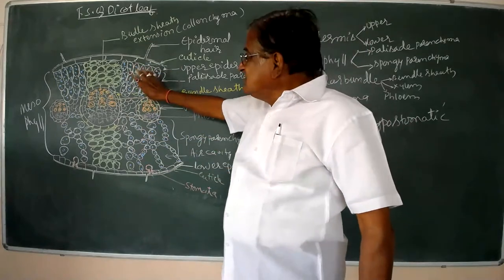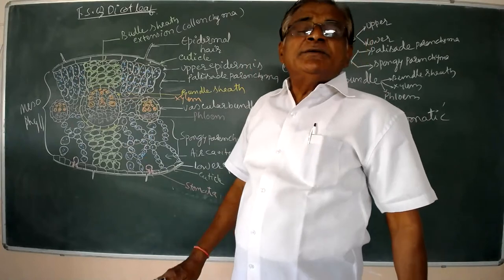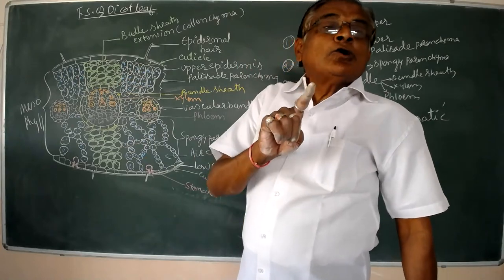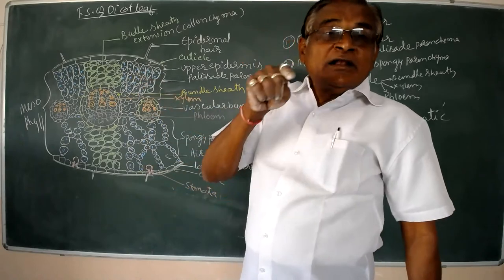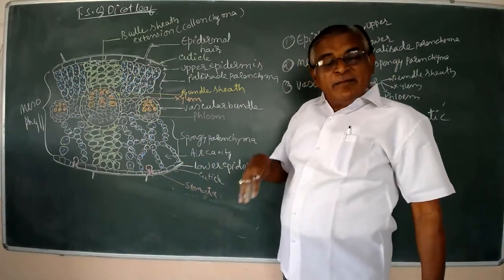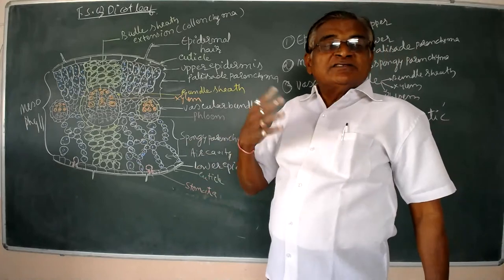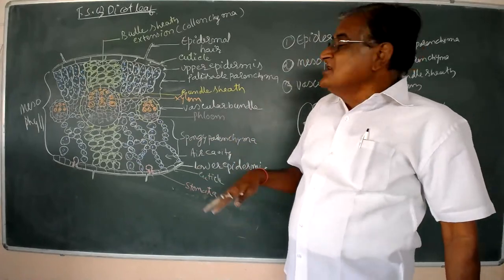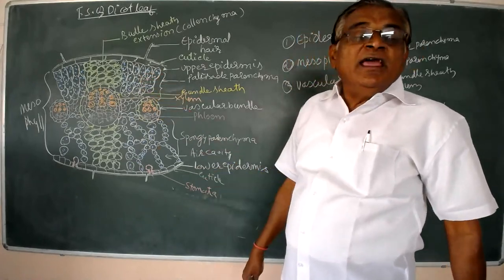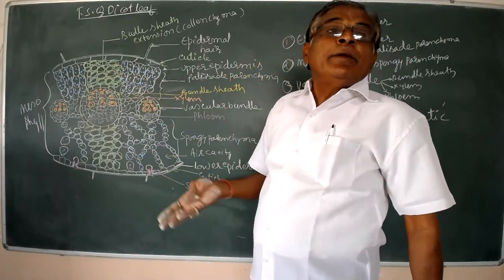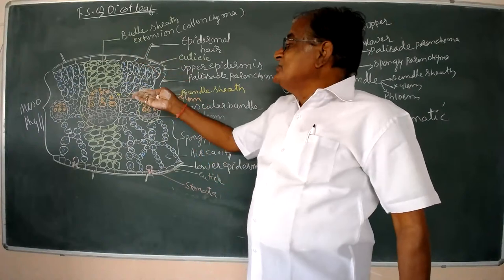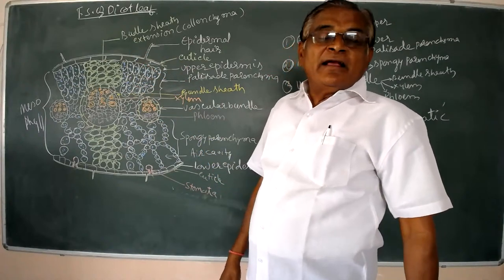This palisade parenchyma is a living tissue. It has chloroplast. About 2/3, that is about 75%, of the cell contains the chloroplast. The remaining 25% has the cytoplasm and other cell organelles. Because of the chloroplast, the palisade parenchyma can prepare the food. It is exposed to the sunlight.